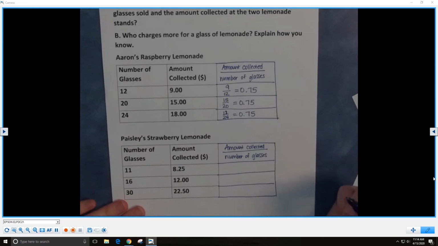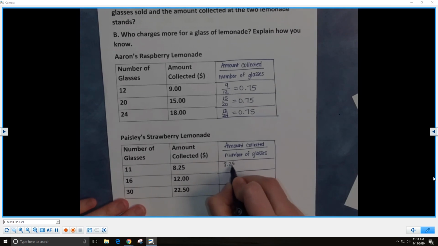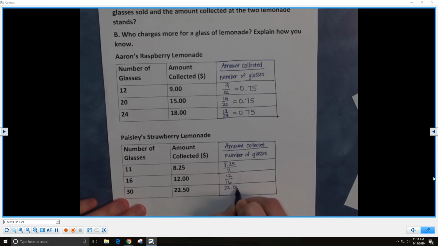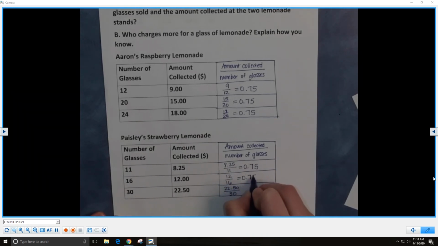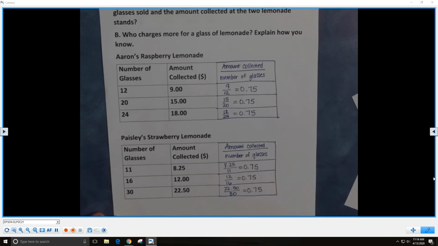Let's look at Paisley's table. If we set up a ratio for the amount collected to the number of glasses, they all equal 75 cents. What does this mean? It means that there is a proportional relationship between the amount collected and the number of glasses sold for Paisley's data as well. So who charges more for a glass of lemonade? Well, they both charge 75 cents. I know this because this is the unit rate, which is the price per glass.